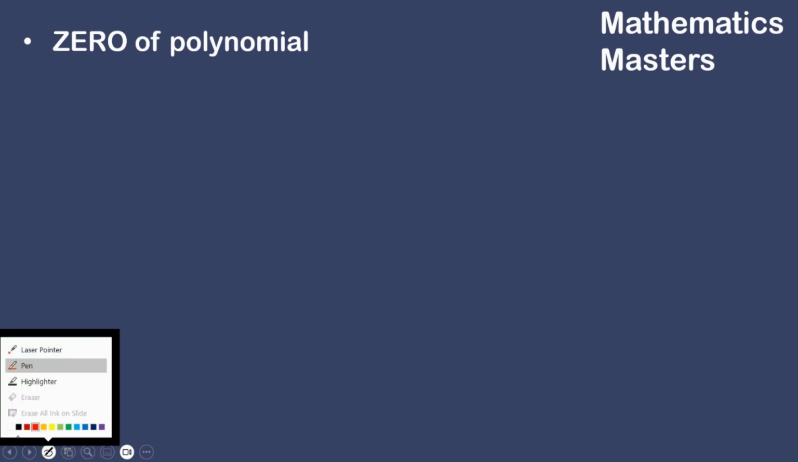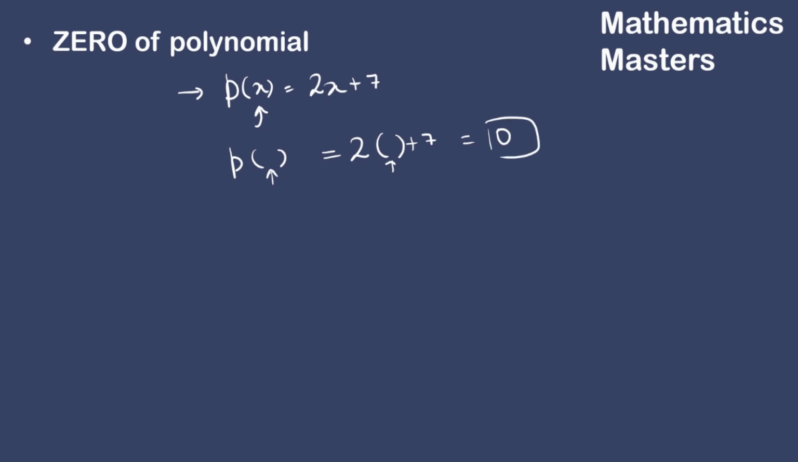Let us consider a polynomial. Let's say p of x equals 2x plus 7. Now, for this polynomial, zero of the polynomial means that value of x I will put over here so that the value of p of x, the value of the polynomial, is 0.